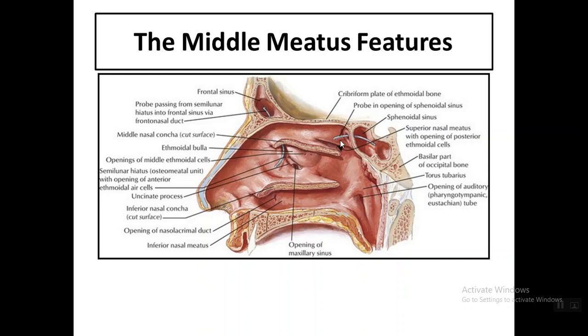Here this is the small superior concha, and below we have the superior meatus that receives the opening of the posterior ethmoid cells. The sphenoid sinus will open into the sphenoethmoidal recess just above the superior concha. And here we are removing the inferior concha, exposing the inferior meatus, which receives the opening of the nasolacrimal duct.